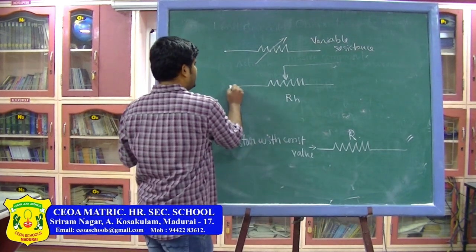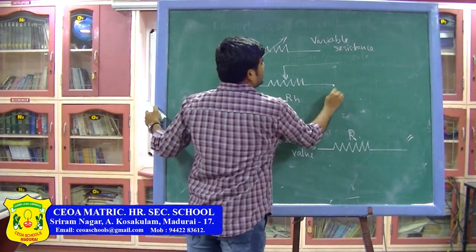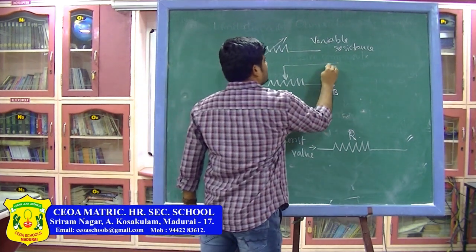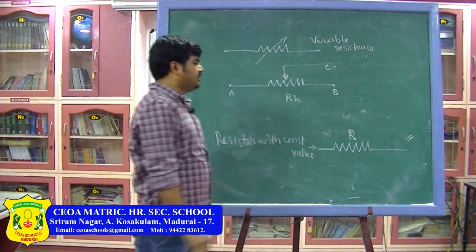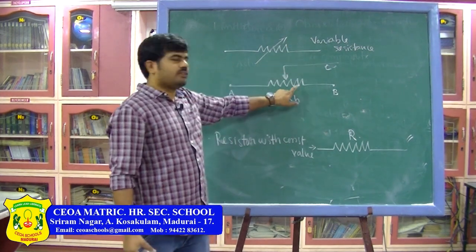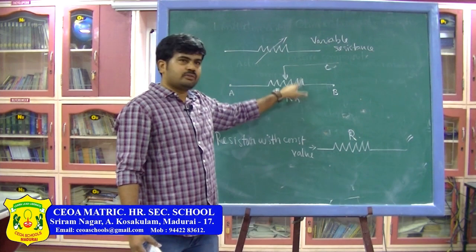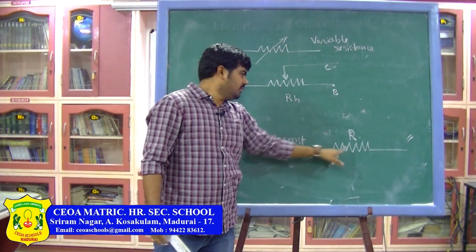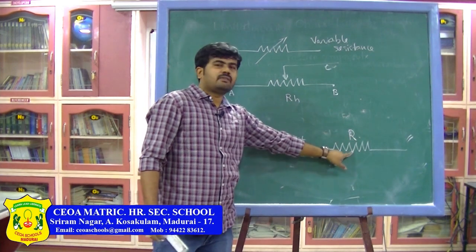So these terminals A and B are the lower connections of rheostat, and this will be the upper connection of rheostat. So this is the circuit symbol in different cases, variable resistor, and this is rheostat symbol, which is also a variable resistor, and this one is one of the important ones, which is nothing but the resistor with a constant value.